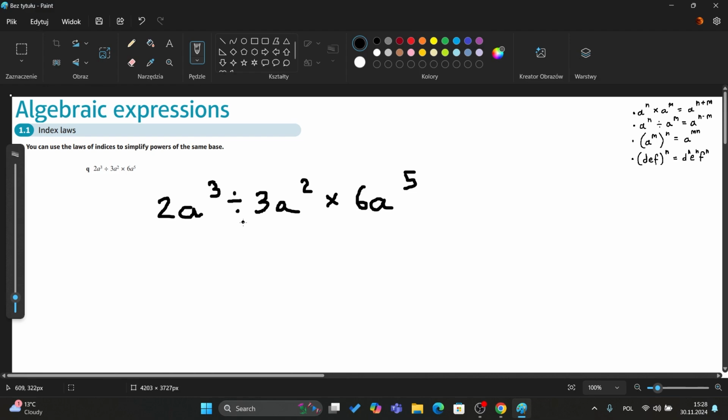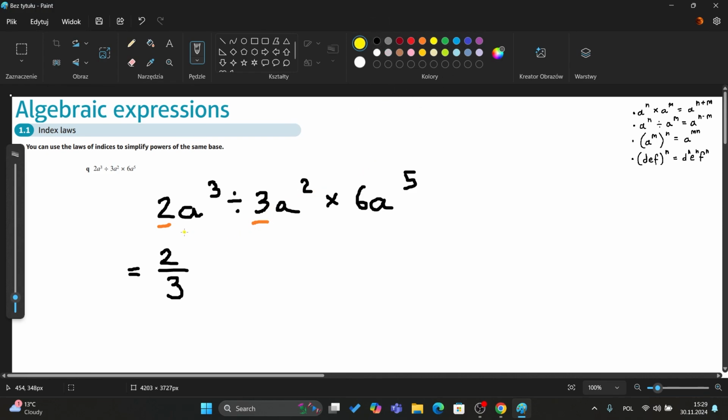Okay, so we got 2a to the power of 3 divided by 3a to the power of 2 multiplied by 6a to the power of 5, and we did them in order because it doesn't matter. Division and multiplication in BODMAS do not matter which way we do it. We have to do it from the left hand side by the order. So 2 divided by 3 is 2 over 3. Why? Because the front numbers are 2 divided by 3.